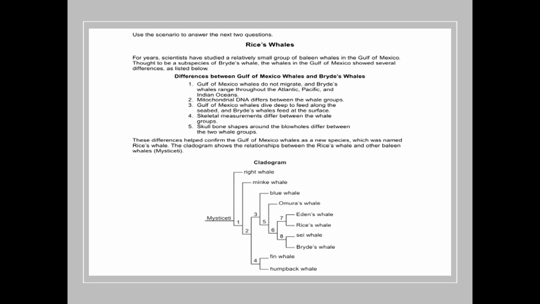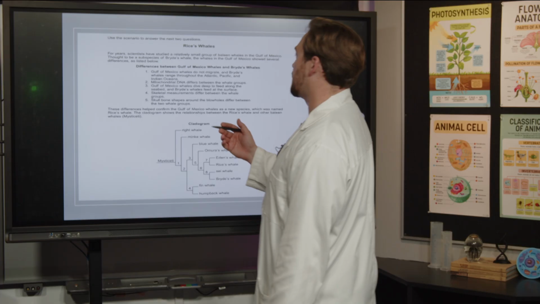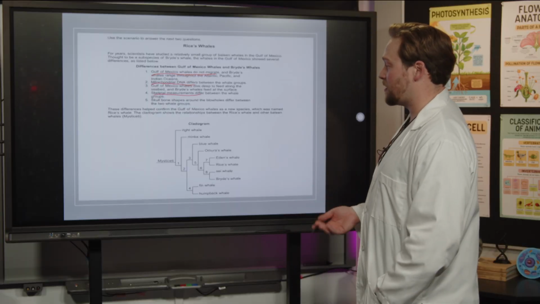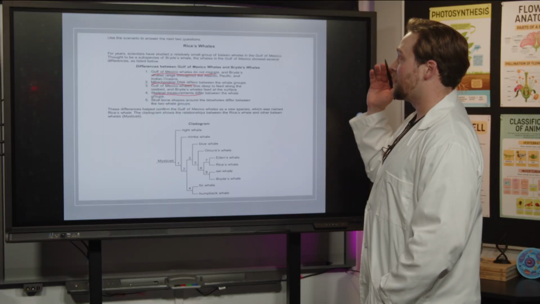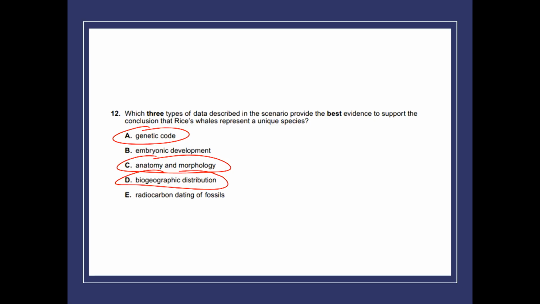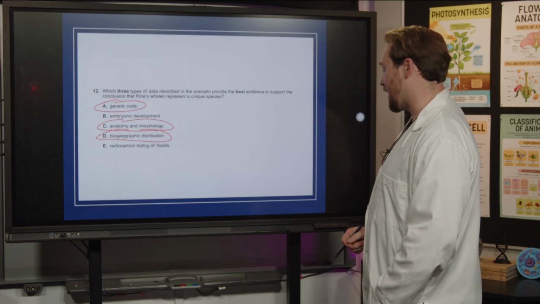And if you come back to this description, you'll see that all of that is true. So it's saying that the whales in the Gulf of Mexico don't migrate. It's saying their DNA differs. And then lastly, it says their skeletal measurements differ between the whale groups. So these are three pieces of evidence that support the idea that Rice's whale is not the same as that other species of whale. Okay, so that's the answer that I like for this one.